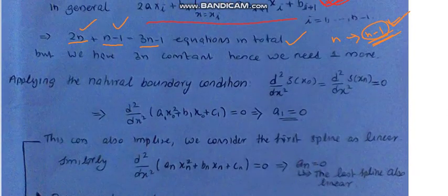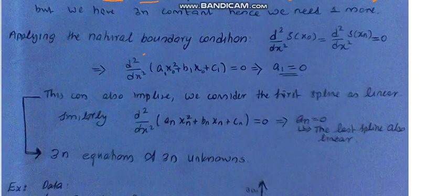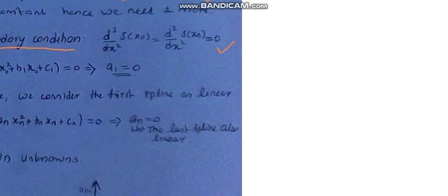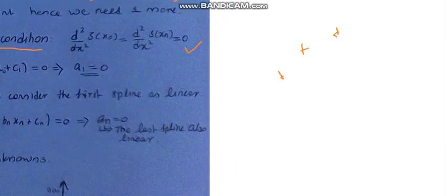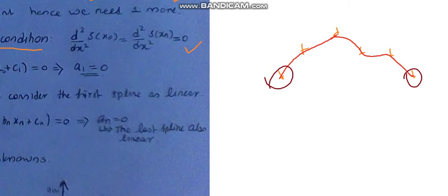Now we apply one more condition, that is the boundary condition. What it means is that at the end points the second differential will become equal to 0. That is the boundary condition, which is called the natural boundary condition. We have a number of data points like this, and if you draw the splines between these data points, it will be like this, and if you take the second derivative at these 2 end points, that will be 0.